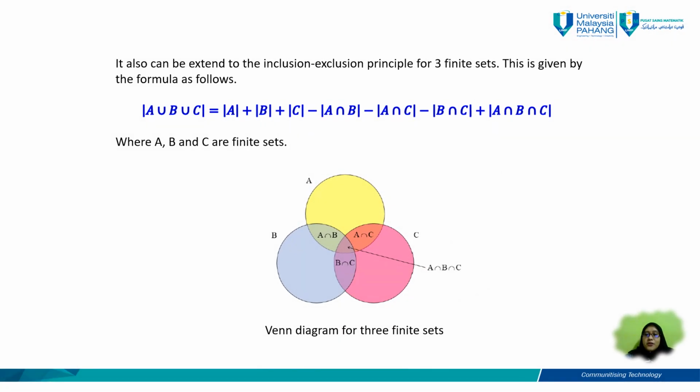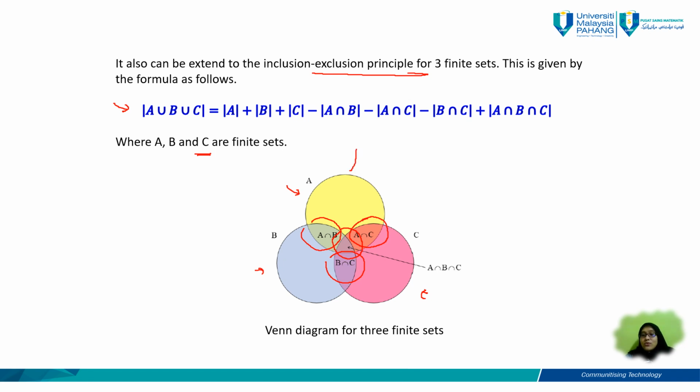Actually, from two finite sets, it can also be extended to the inclusion-exclusion principle for three finite sets. Since we have three finite sets, the formula is a little bit complicated. So, this is the formula. It's longer than for two finite sets, where A, B, and C are finite sets. So, this is set A, set B, and set C. This is the intersection between A and B. This is the intersection of A and C. This is the intersection of B and C. And at the middle, this is the intersection of A, B, and C.